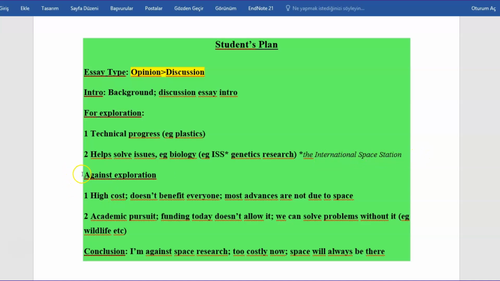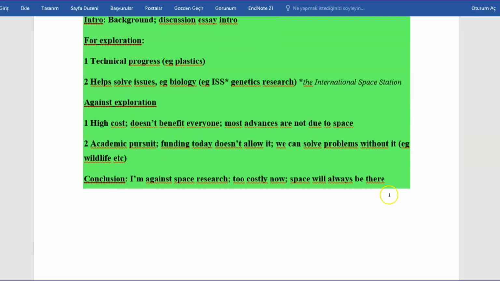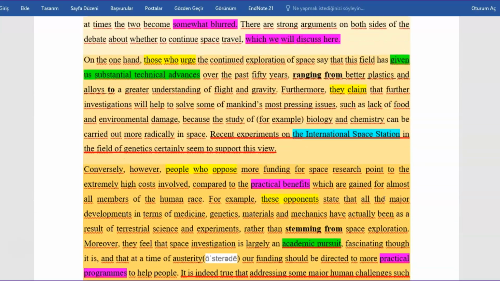And against, number 1 reason is high cost. It doesn't benefit everyone. Most advances are not due to space. Number 2, academic pursuit funding today doesn't allow it. We can solve problems without it, for example, wildlife. And in the last paragraph, in conclusion, I'm against space research because it's too costly now and space will always be there. Okay, let's take a look at our model Band 9 essay.